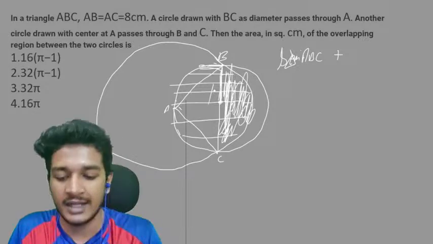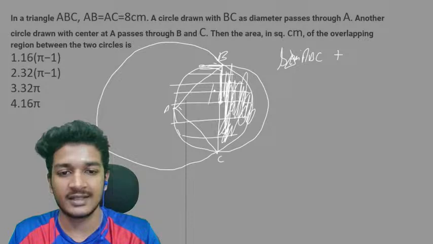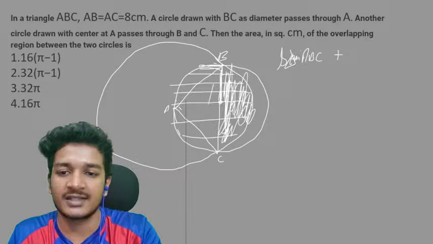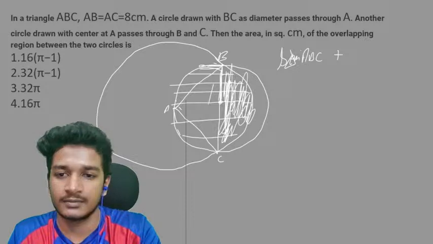That is this length, which is 8. AB and AC is 8. That is all I've been given. Quickly tell me in the chat, how else can I find this required area? I'm waiting for the answers in the chat.